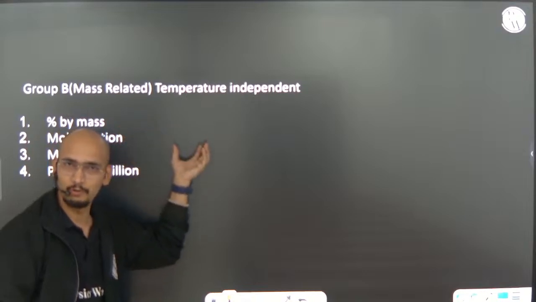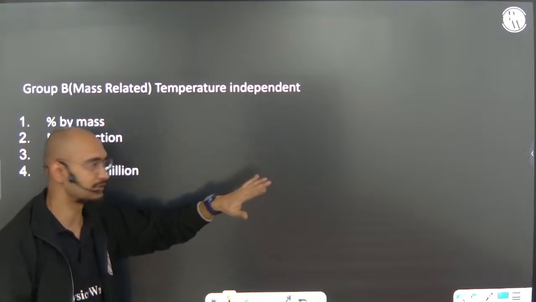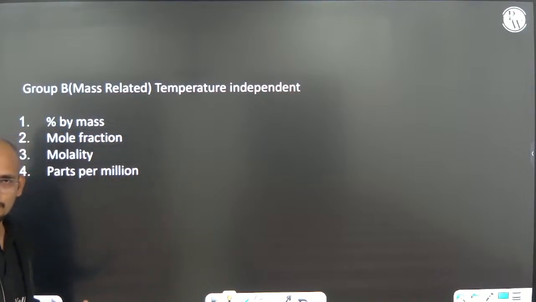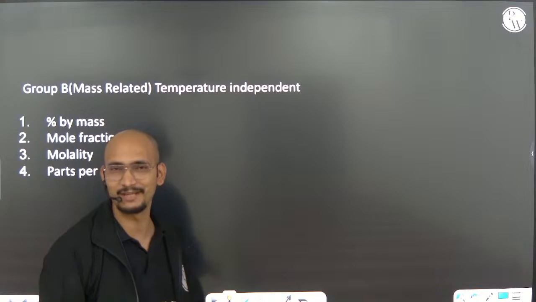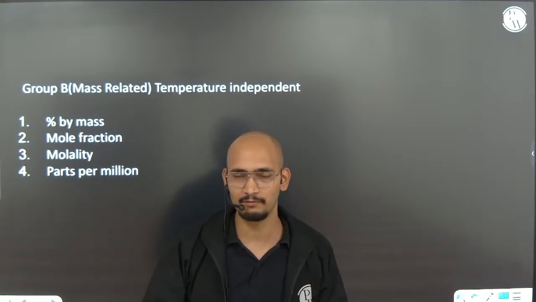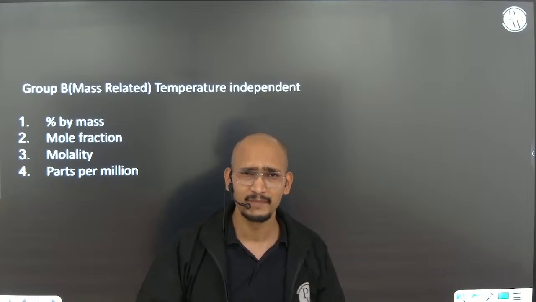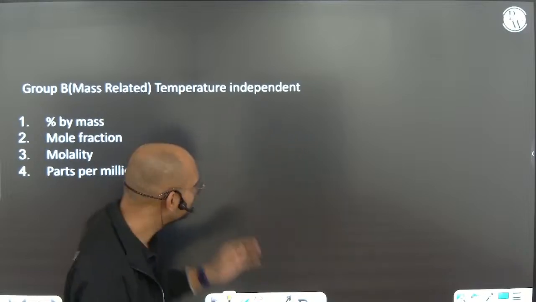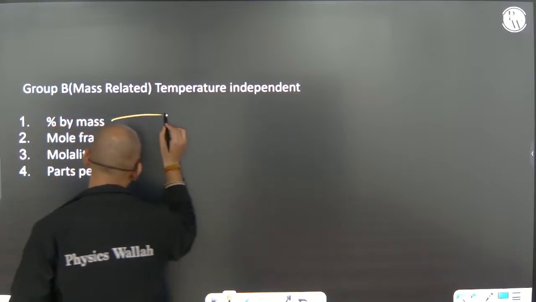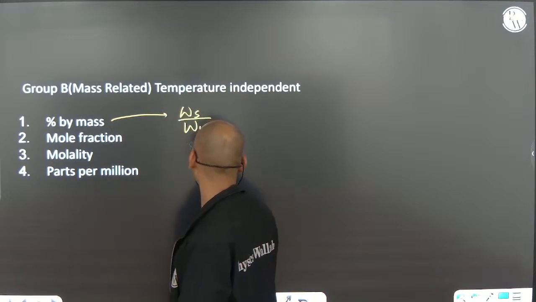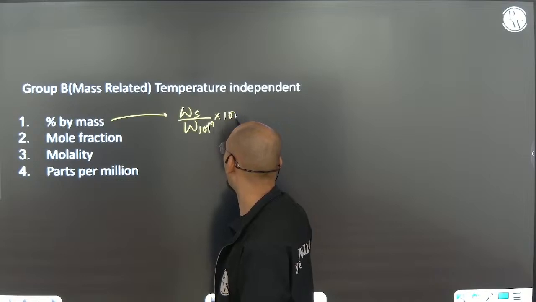Now, group B, that is mass related, where there is not going to be volume but the mass. Per mass will be the main thing. So it is temperature independent, because generally we see that the mass of any substance, if you increase or decrease the temperature, will not be increasing or decreasing, right? Of course, the volume can be increased or decreased, but not the mass. Mass is conserved. Next, by mass: it is mass of solute by mass of solution multiplied by 100.